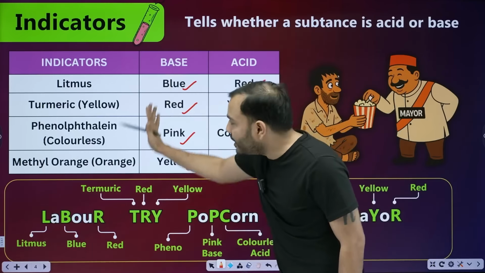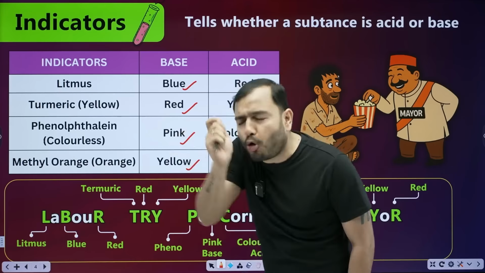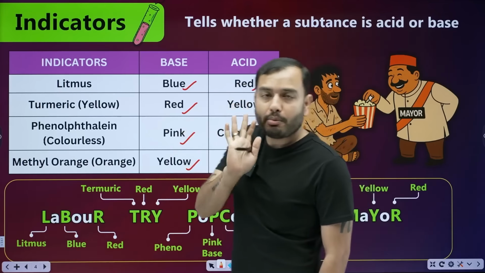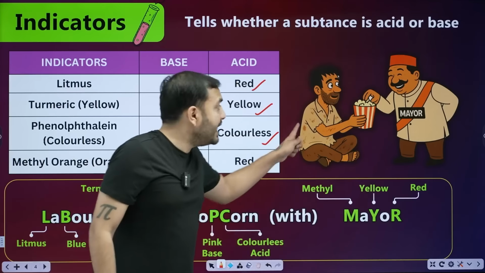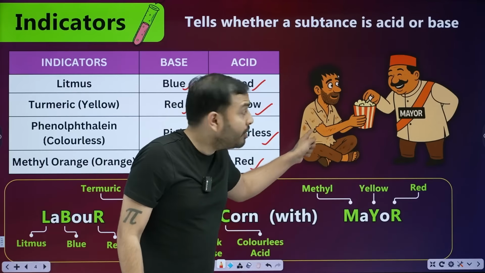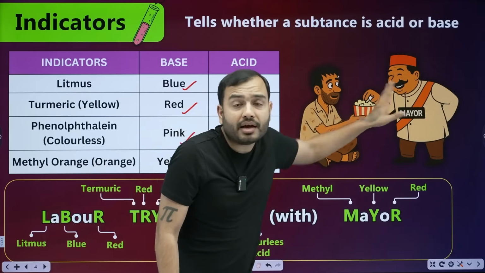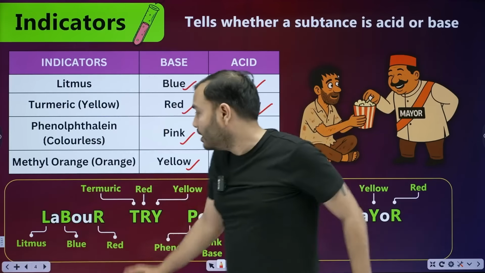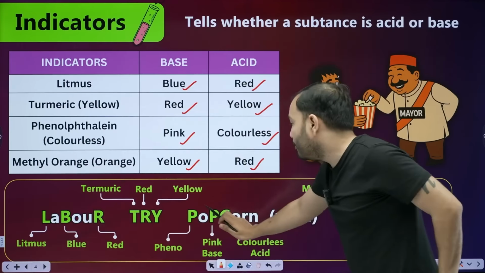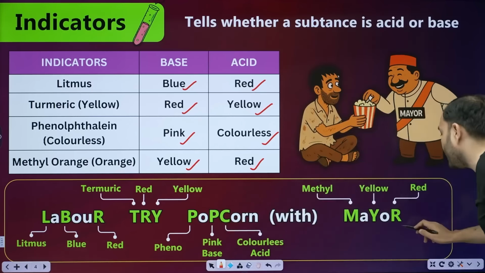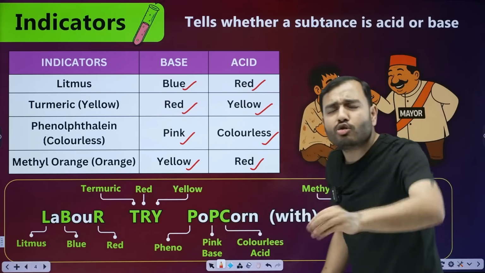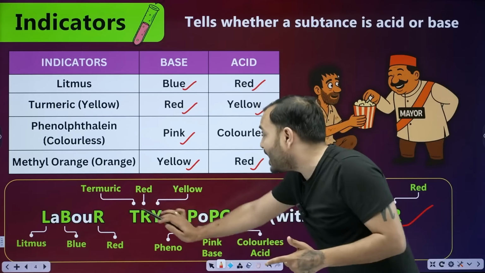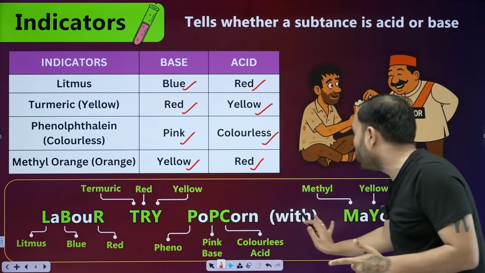This whole set of indicators we have to remember because in exams they have asked it many times. How do we remember this? There is a mnemonic. What is a mnemonic? It's a code. What is it? Labor, try, popcorn with mayor. Who is eating popcorn with whom? With the mayor. If you are able to remember this line, you will have memorized all the indicators in one go. It will be memorized in 1 minute. Labor, try, popcorn with mayor.